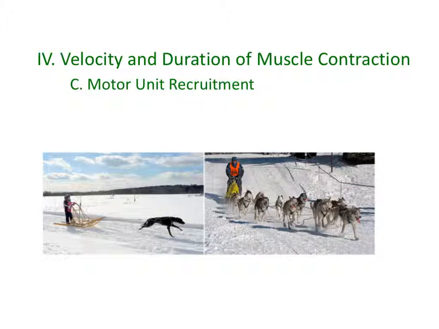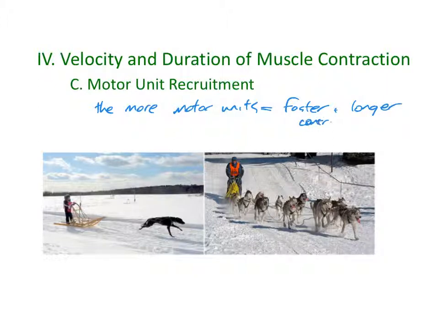The last factor impacting velocity and duration of muscle contraction is motor unit recruitment. The more motor units you have involved equals faster and longer contractions. This is illustrated by this dog sled, where one dog will pull a lighter weight slower for a shorter amount of time. If you want to go for a very fast long ride, you need a big set of dogs pulling your sled.